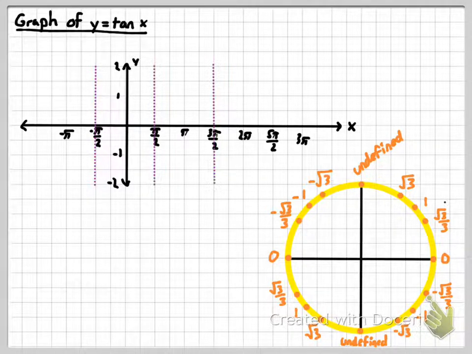You can see this, you have undefined here, and then you go to negative square root of 3, negative 1, negative square root of 3 over 3, 0, and so forth. Positive square root of 3 over 3, 1, square root of 3, and then you get to undefined. And then when you get on the other side of pi over 2, you start repeating with those exact same values, negative square root of 3, negative 1, all the way to positive square root of 3 over 3, 1, and square root of 3, and then back to undefined. So the period for a tangent graph is only 1 pi radians long.